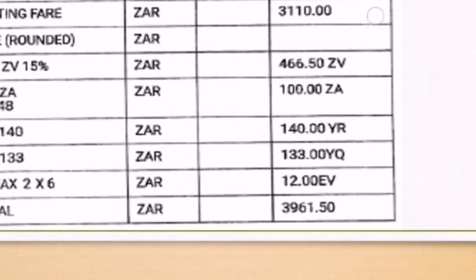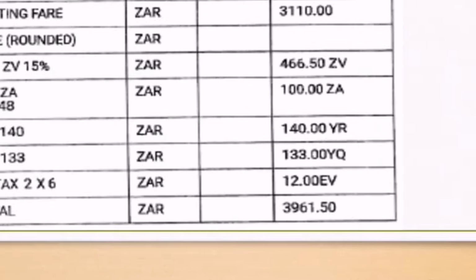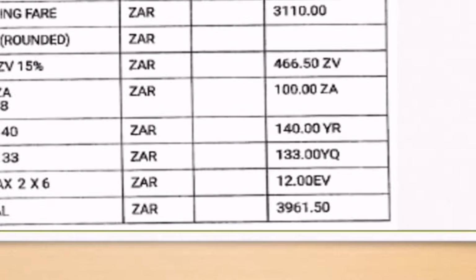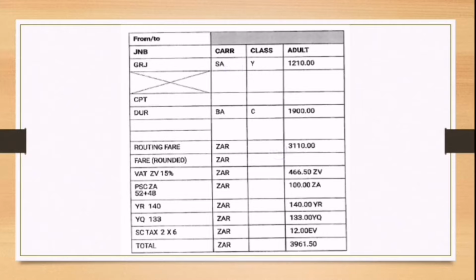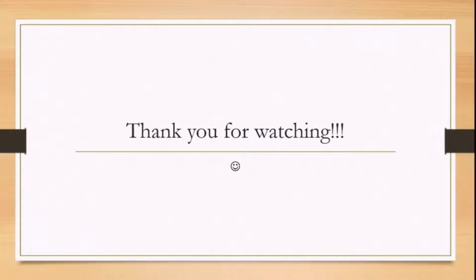From there we just add up all the figures from your routing fare to your last tax, and the total gave us 3,961. So this is the only thing that we are adding now to your fare calculation when we are speaking of a fare calculation with a surface sector. That is the only thing that changes. All the other principles that we learned previously will remain the same.